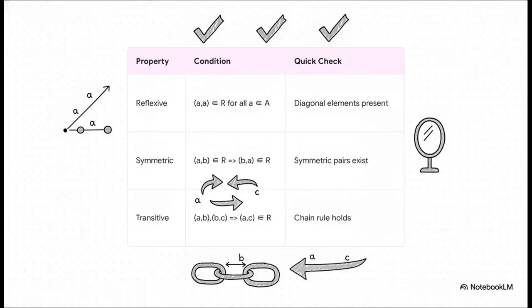This table right here is your ultimate cheat sheet for checking. You just run down the list. First are all the self-pairs like A, A there. That's your reflexive check. Next, for every pair you find, is its mirror image also in the list? That's your symmetric check. And finally, does that chain rule hold for all the connections? That's your transitive check. If you get 3 yeses, congratulations, you've found an equivalence relation.